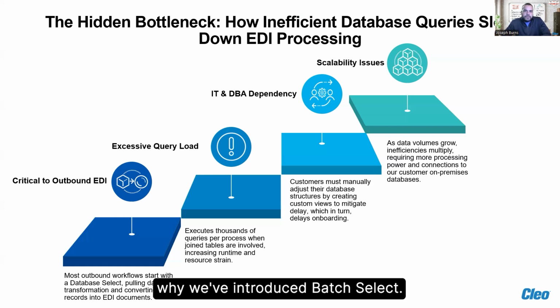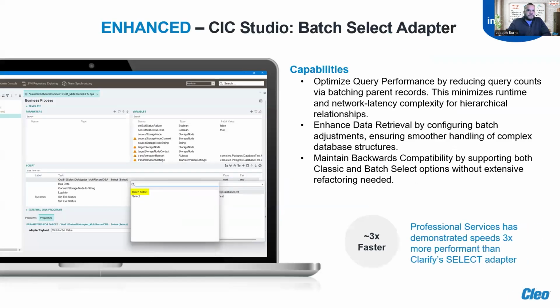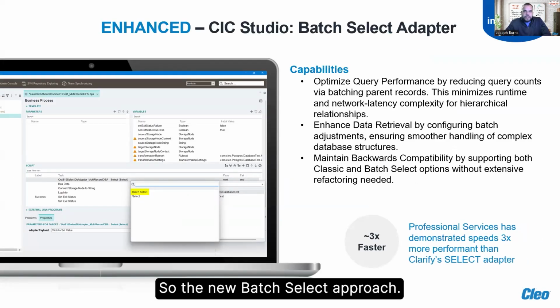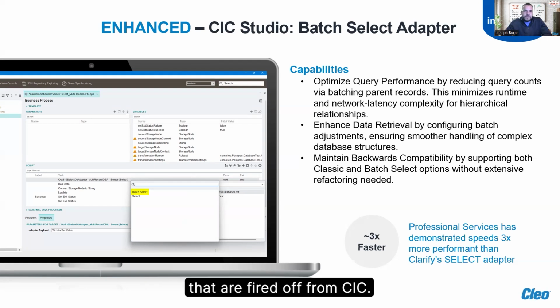And that's why we've introduced batch select. This is an optimized solution that dramatically reduces query load. It improves processing speeds and it scales seamlessly with your data. All right, so the new batch select approach. Instead of firing off a query per parent record, the batch select groups queries together, which means it's drastically faster and reduces the number of queries that are fired off from CIC.